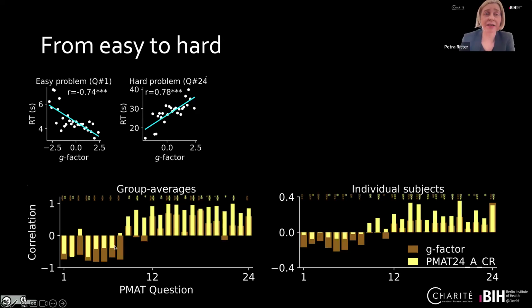And this was also analyzed here for all the individual tasks. So here we have only question 1 and question 24. Here we have them all, 1 to 24, group averages and the correlation between intelligence score and reaction time. And we see until question 8, it was an inverse correlation. The higher the intelligence score, the faster the reaction. And then from question 9 on, suddenly this inverted. So it got difficult, and then the reaction times were longer for those who scored higher in the fluid intelligence task. And this was also the same at the individual subject level.